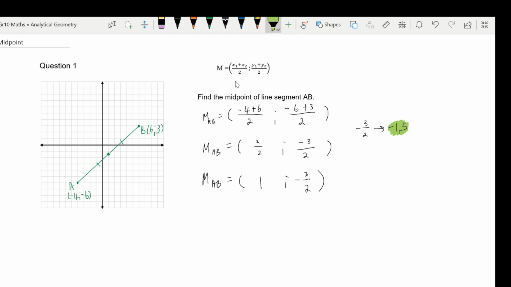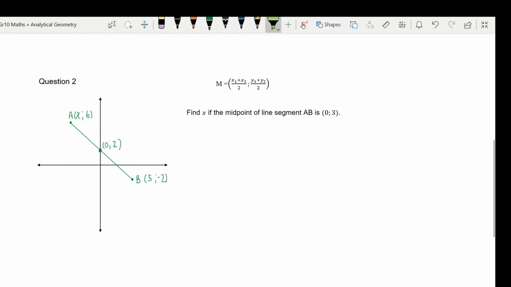Okay, so we found the midpoint, we're done. Let's see how far off my estimation was. So I said it's over there, and now it is actually the point 1 and negative 1.5. And oh my gosh, I was spot on. Do you see that? Good. Let's look at the next one.